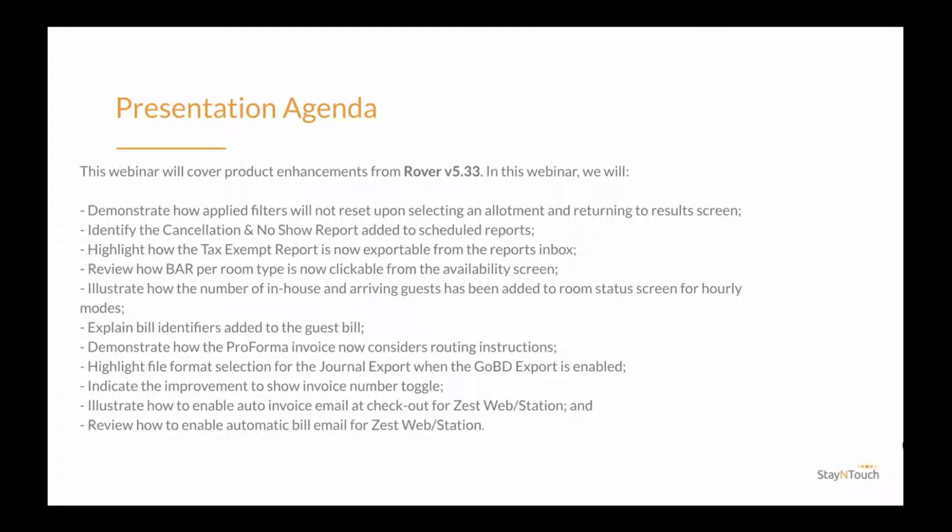highlight file format selection for the journal export when the GOBD export is enabled, indicate the improvement to the show invoice number toggle, illustrate how to enable auto invoice email checkout for ZestWeb and ZestStation, and review how to enable automatic bill email for ZestWeb and ZestStation. We'll have a short Q&A session at the end of the presentation.